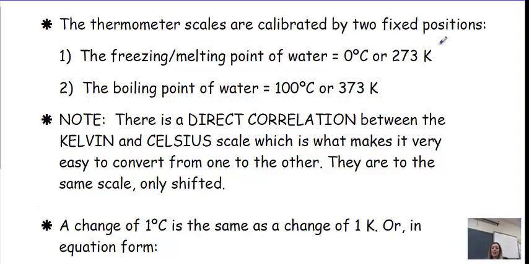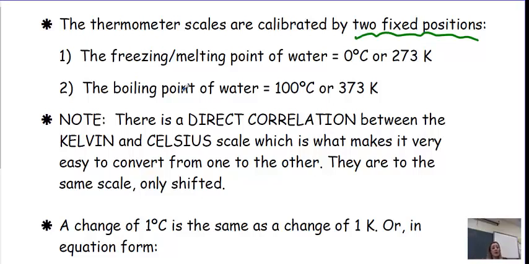Okay, thermometer scales are calibrated by two fixed positions. You need to know this. The first one is the freezing and melting point of water, which is 0 degrees Celsius or 273 Kelvin, and the boiling point of water, which is 100 degrees Celsius or 373 Kelvin. So notice the conversion factor is 273. We don't say degrees Kelvin, we just say Kelvin.